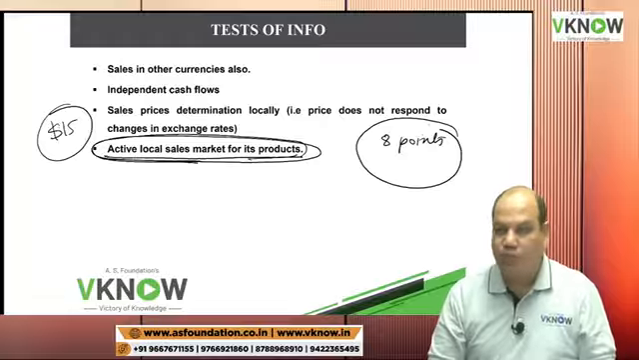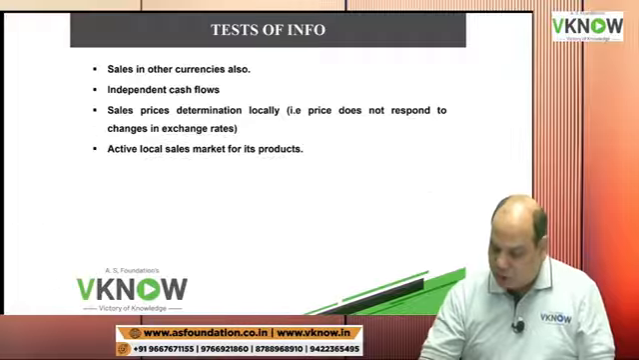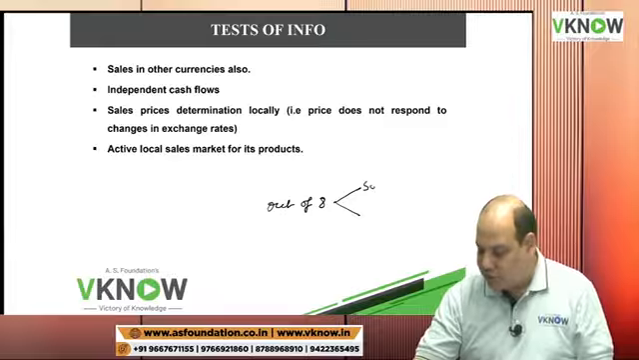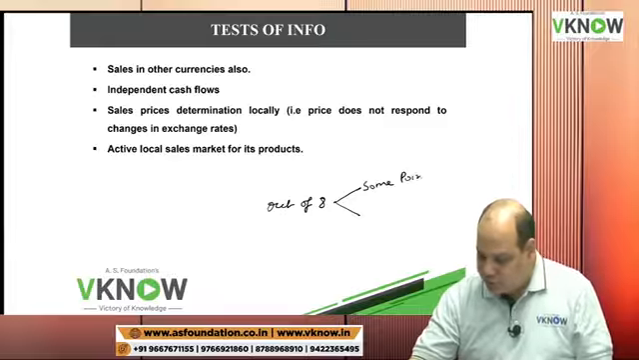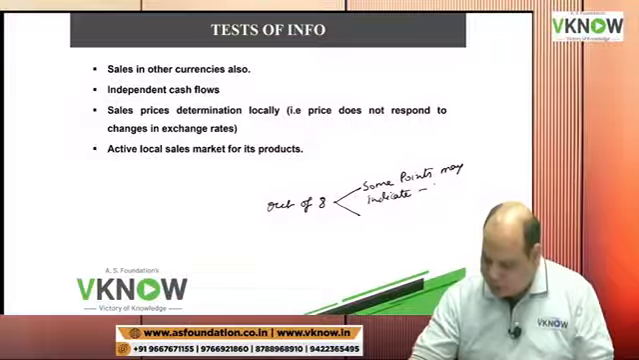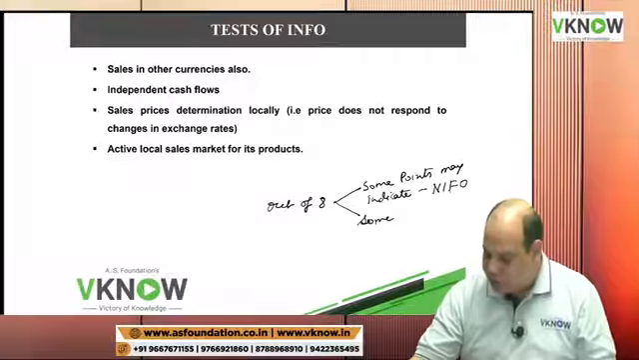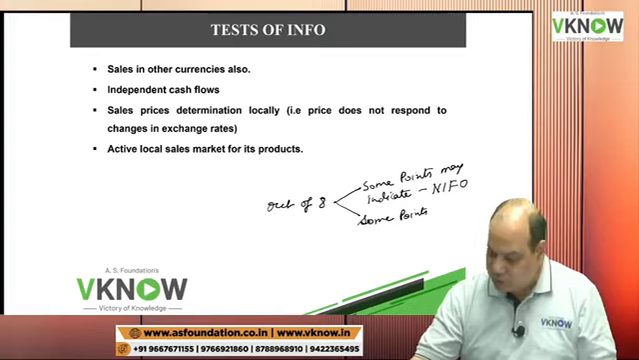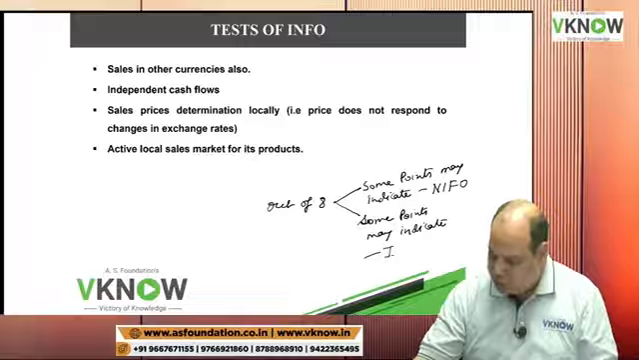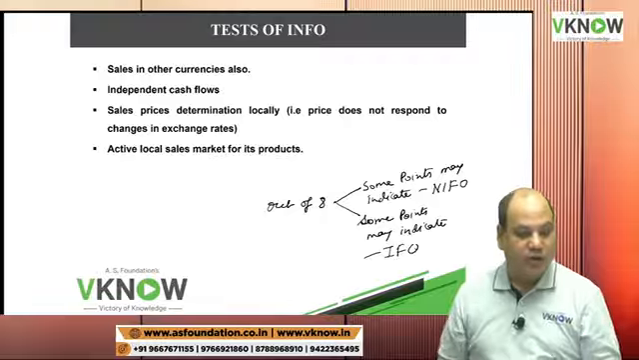Now there is a small problem here. What is the problem? Out of the eight points, some points may indicate it is a non-integral foreign operation, whereas some points may indicate that it is an integral foreign operation. Not all conditions may get satisfied.